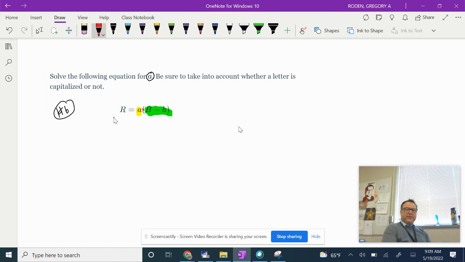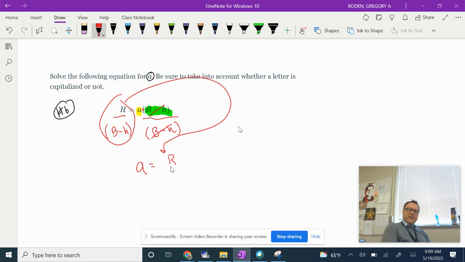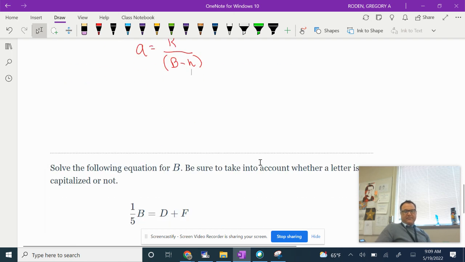So what we're going to do is divide both sides by that green part, the B minus H. We're going to divide this side by B minus H as well. And when you do that, B minus H cancels B minus H. So now you have A equals, and then I'm just going to take this part and put it right here, R over B minus H. You can leave this in parentheses or not. It doesn't matter. These parentheses are optional. And that's what you'd enter in Delta Math.